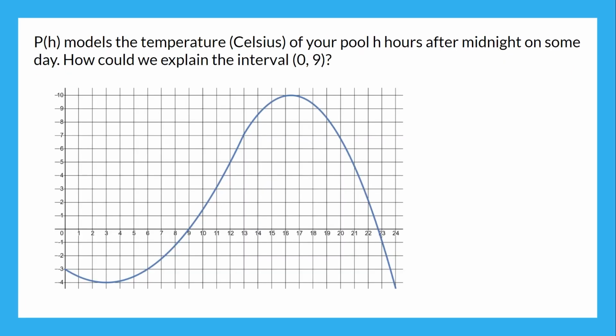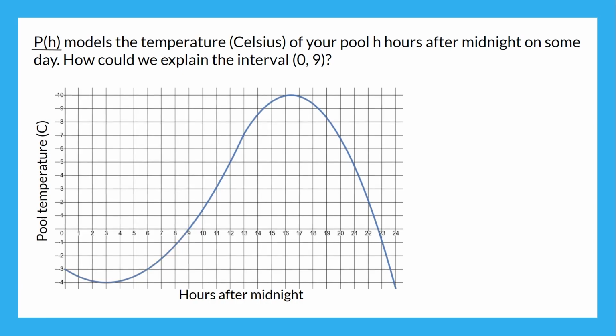P of h models the temperature in Celsius of your pool h hours after midnight on some day. How could we explain the interval from 0 to 9? First, we have to label the graph. We're given P of h, so h is the input, and it represents the hours after midnight. That means the output will be the pool temperature.